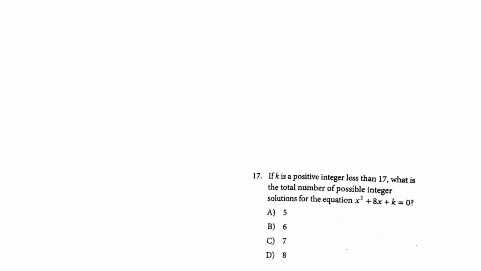So here in this question, they say k is a positive integer. Okay, k is a positive integer less than 17. What is the total number of the possible integer solutions for the equation x squared plus 8x plus k is equal to 0? Again, we are going to use Vieta. x1 plus x2 is equal to minus 8. x1 multiplied by x2 is equal to k.